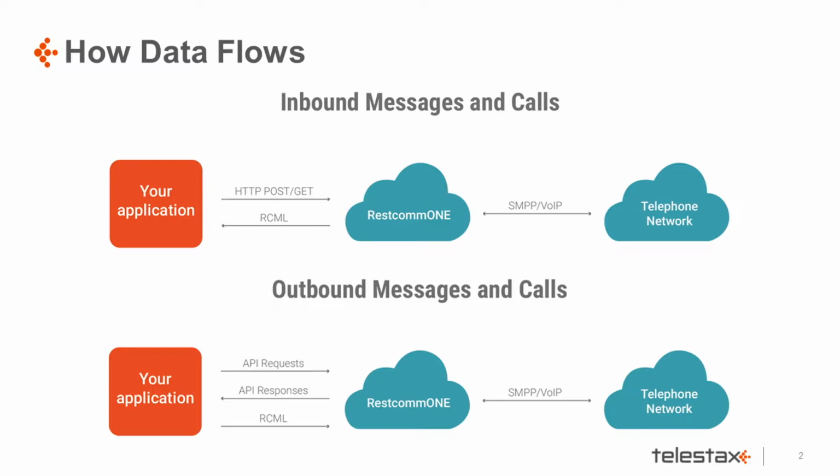For our demonstration today, we're going to be using a platform called Zapier to represent this application here on the left-hand side of the picture. For outbound messages, your application or an application that you're working with has to make an API call to RestcommONE and send the contents of the message that you want to be delivered in that API call. RestcommONE will then translate that message to the telephone network's protocol and send it out.